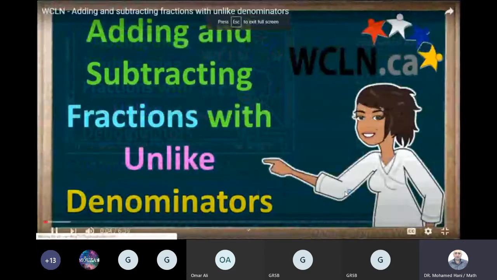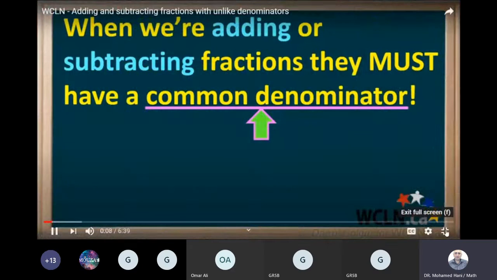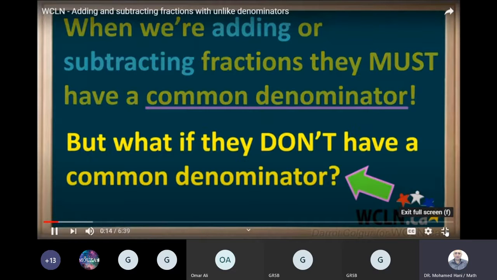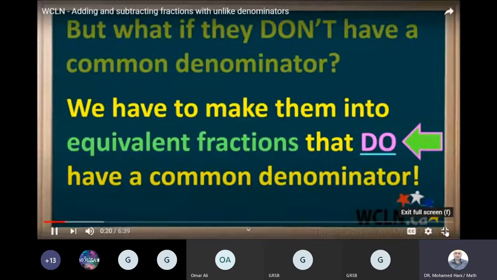Adding and subtracting fractions with unlike denominators. Remember that whenever we're adding or subtracting fractions, they must have a common denominator. But what if we're trying to add or subtract fractions that don't have a common denominator? In that case, we must make fractions into equivalent fractions that do have a common denominator. Then we can add or subtract them. Let's see how this is done.